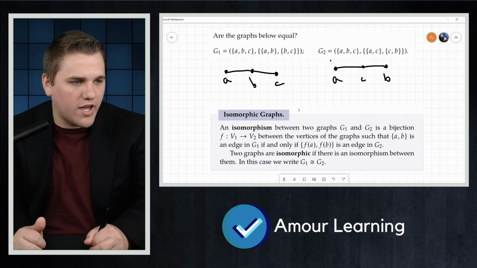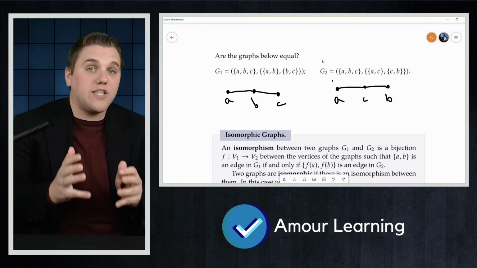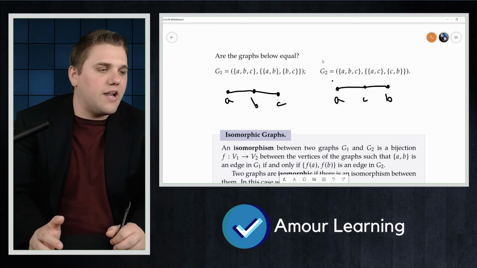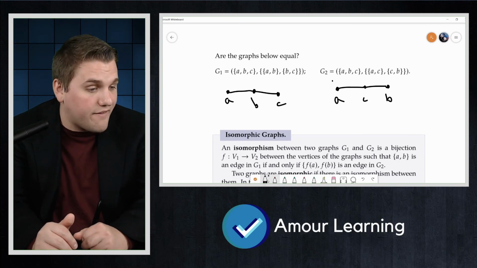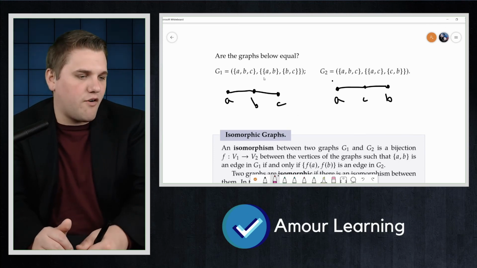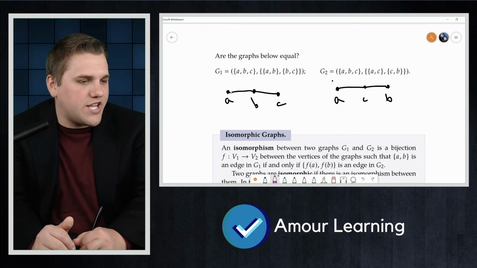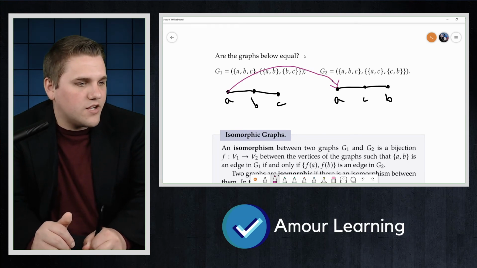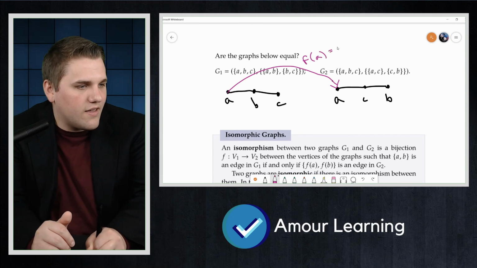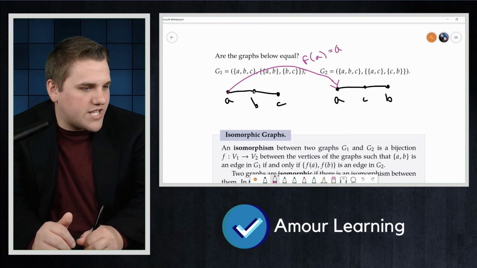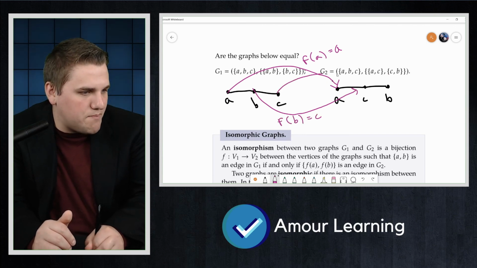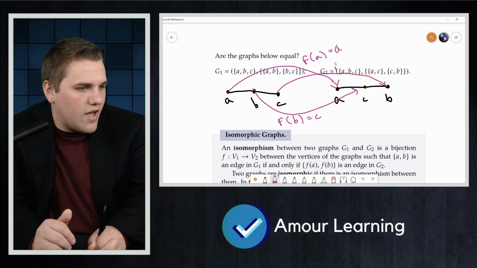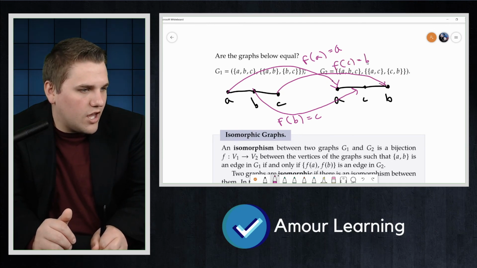Now let's check real quick up here. We have these two graphs that were not equal, but they are isomorphic, and the way we would show that is we would create a function f, and I'm going to use a different color for function f, it's going to be purple, which sends A to A, so f of A equals A. We'll send B to C, so f of B equals C, and C to B, f of C equals B.